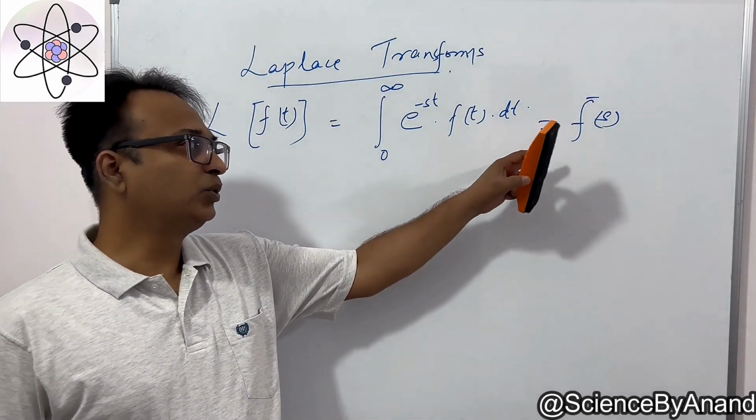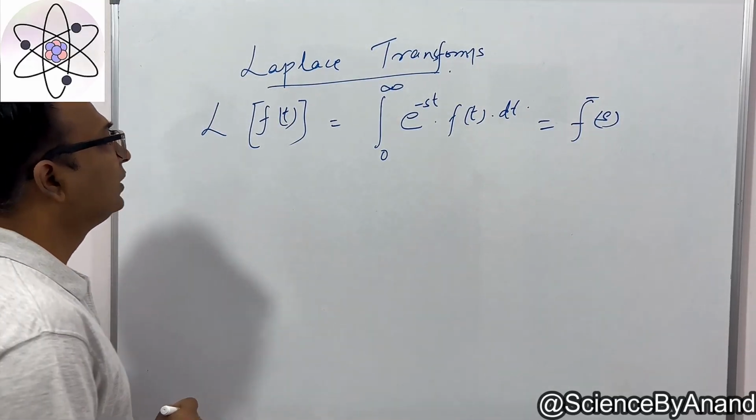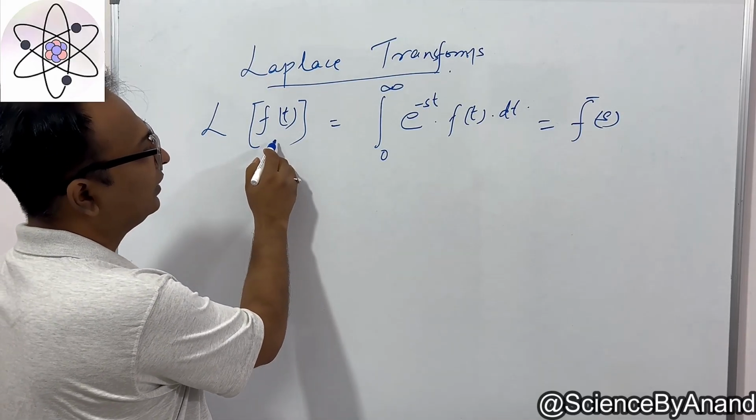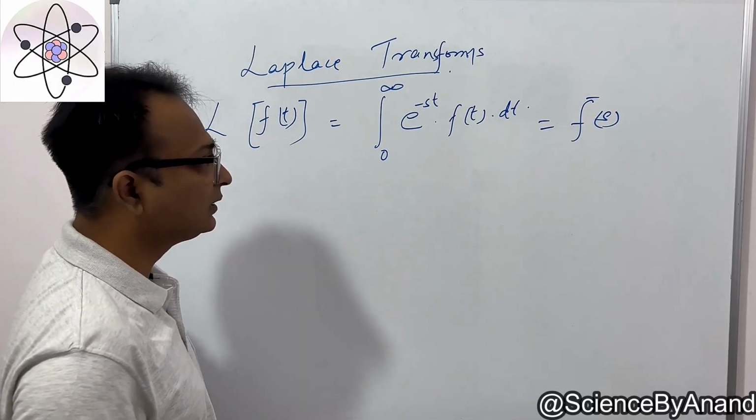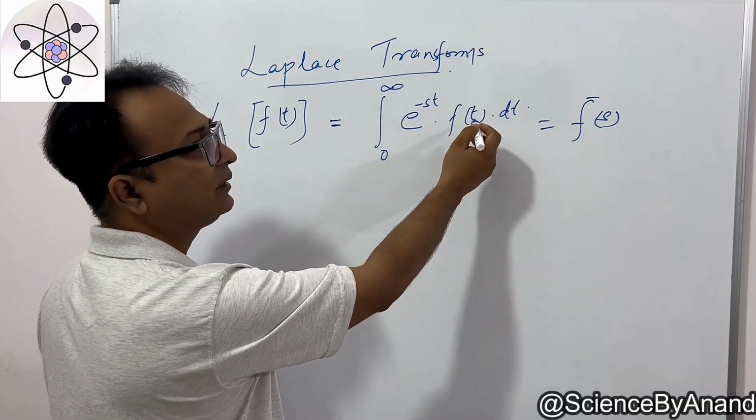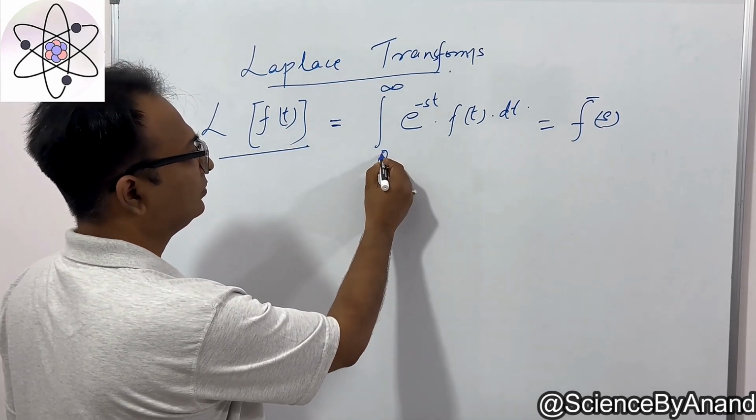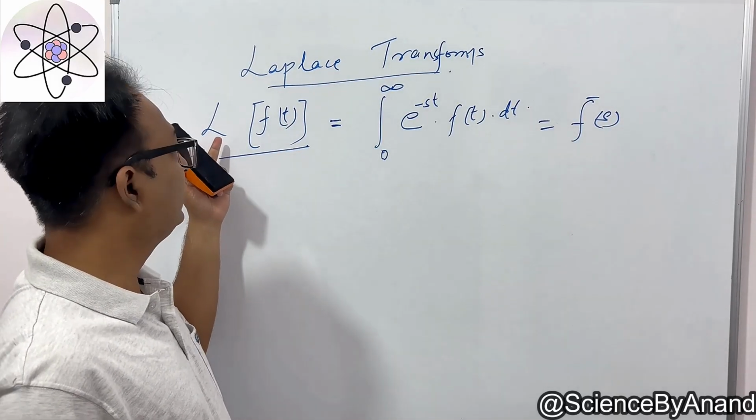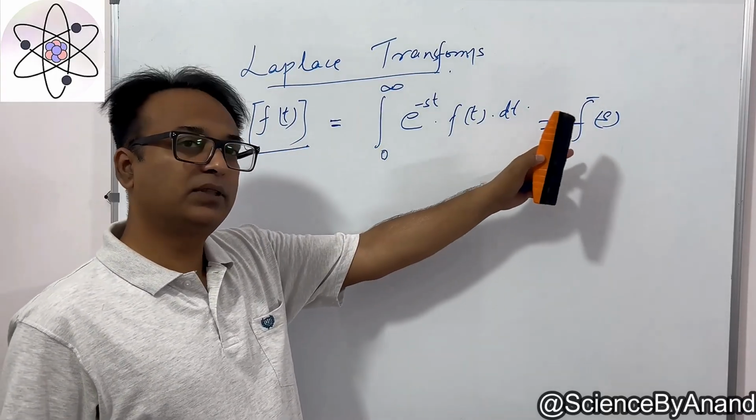This is the usual notation that you will see in your book and that you will be using in your examinations. So this is the Laplace operator, a function in t defined for all t. When we transform that function, it is defined like this: 0 to infinity e to the power minus st f(t) dt. That is a function of s, F(s). So we have applied the Laplace operator to this function to convert it into a function of s.